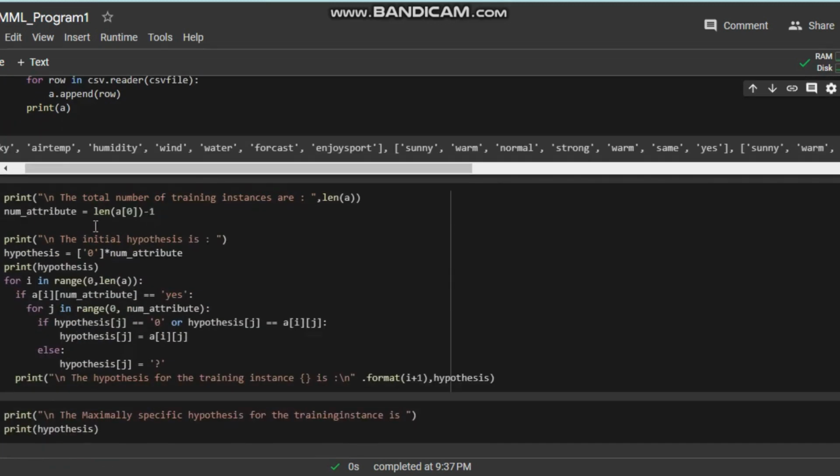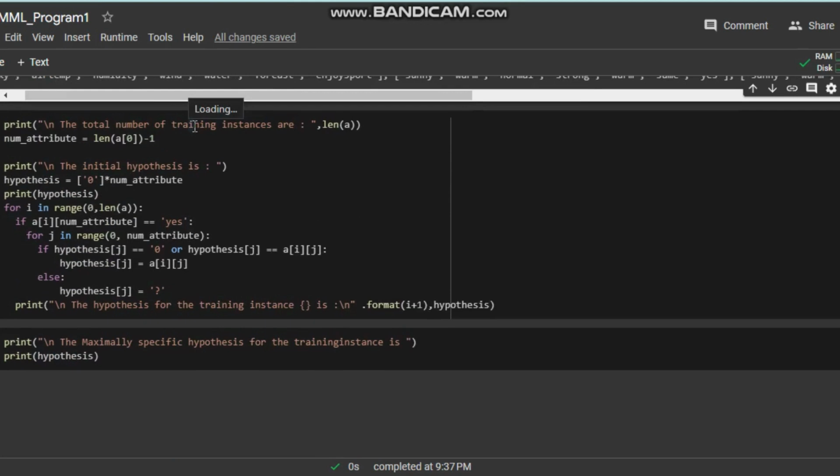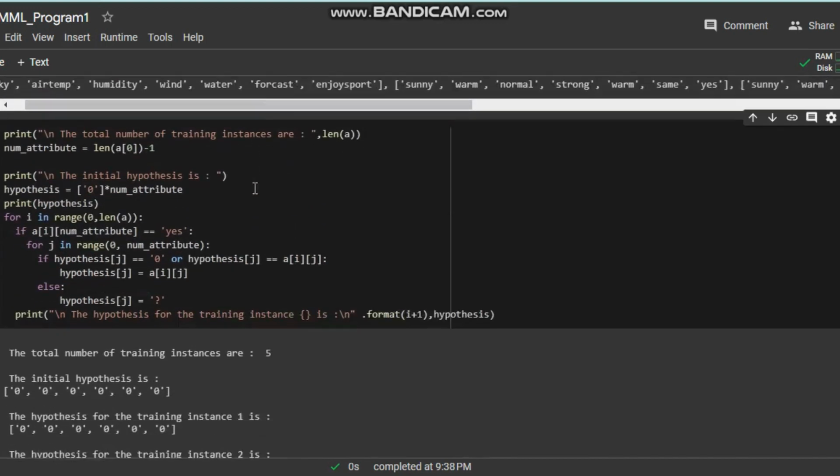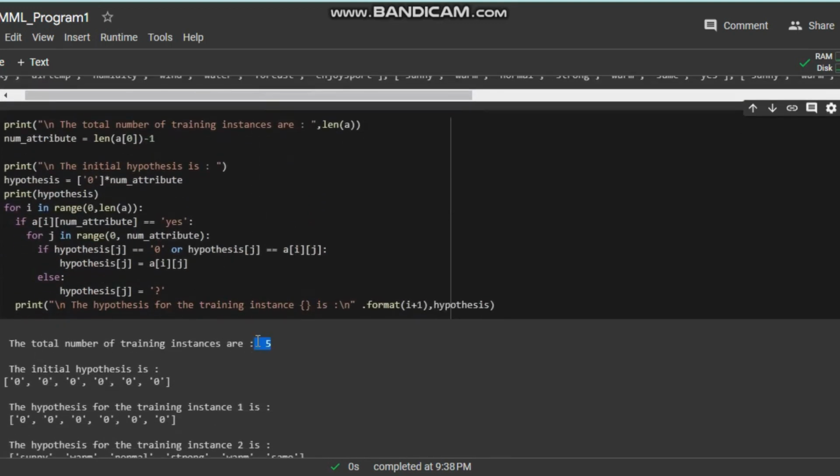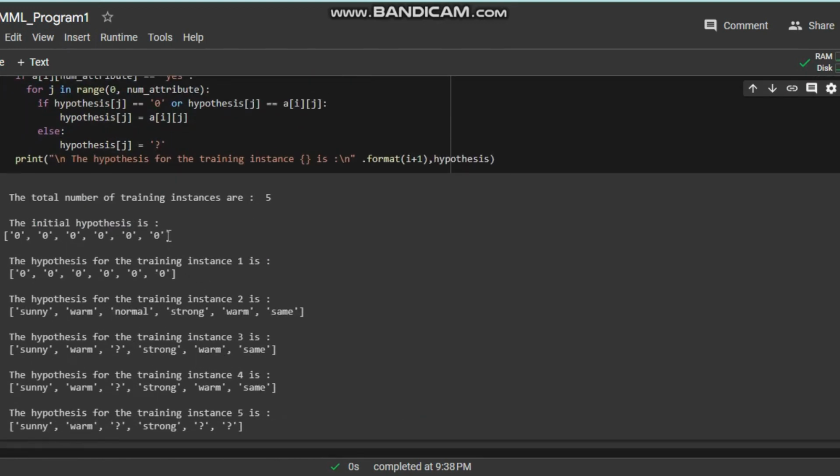Now, if I come down, you can see that I am printing the total number of training instances, what the attributes are, and what the initial hypothesis is. I'm denoting it with 0. If the attribute is yes, the algorithm will implement, and whatever changes are coming, I am putting a question mark for it. So I'll just run this code to show you. As you can see, the total number of training instances is 5. Initially, my hypothesis is 0, 0, 0, 0, 0.